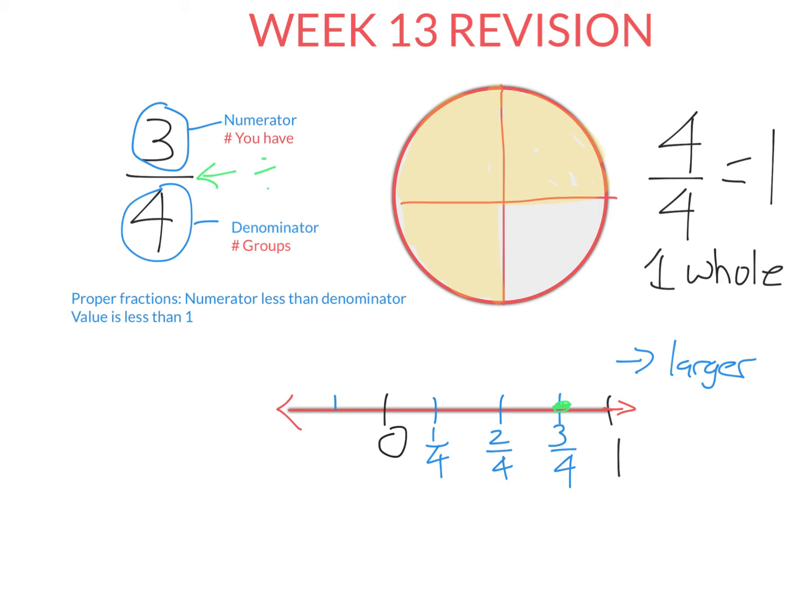And just note on the number line, we can also have negative fractions. So this one over here is also a quarter, but because it's to the left of 0, it's less than 0, it would be negative a quarter.